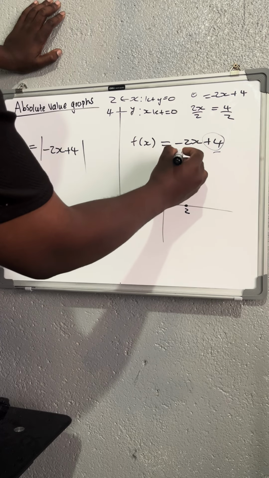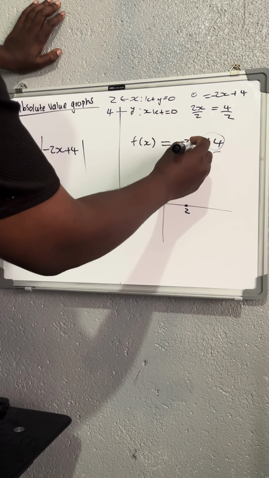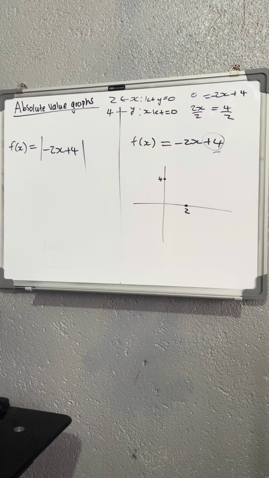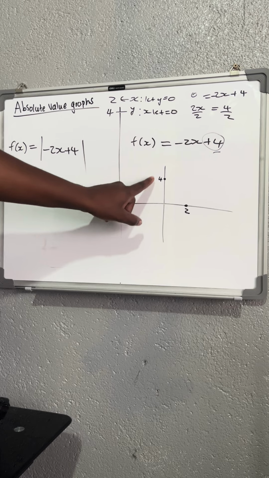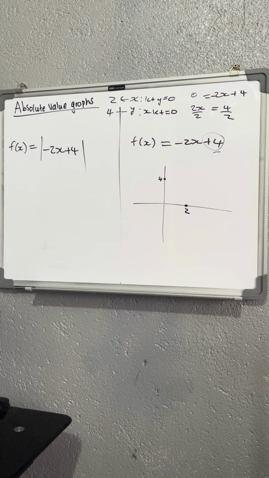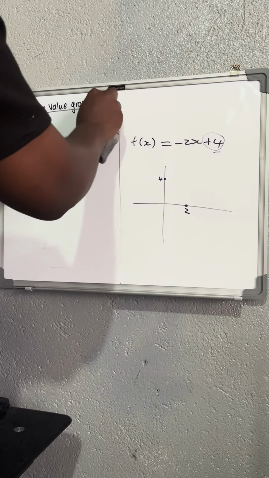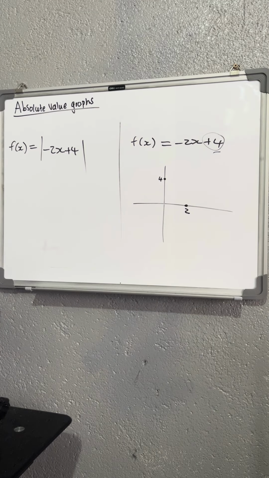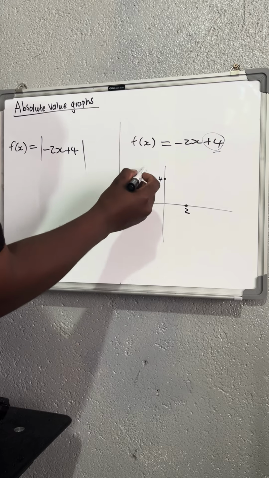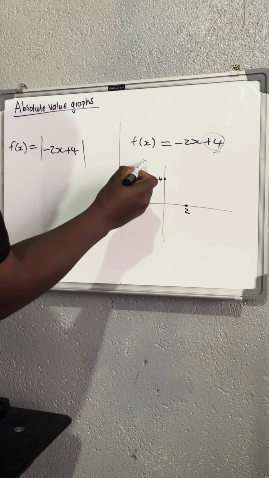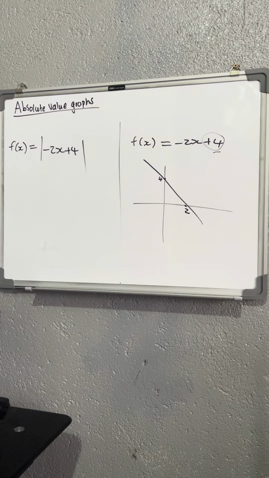Then you see if you put 0 in here, minus 2 multiplied by 0 gives you 0. Then plus 4, it's going to give you this 4 that you see there. So yeah, if you can just read it quickly, that's fine. Now it means you're going to have a graph that looks like this.